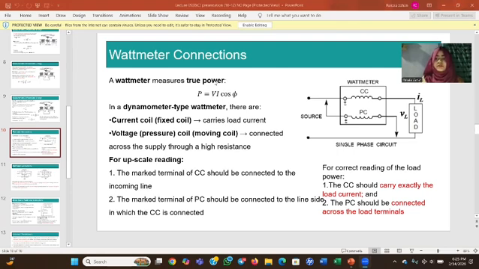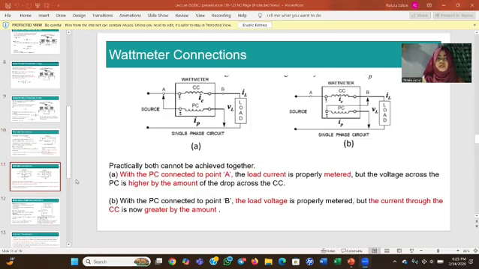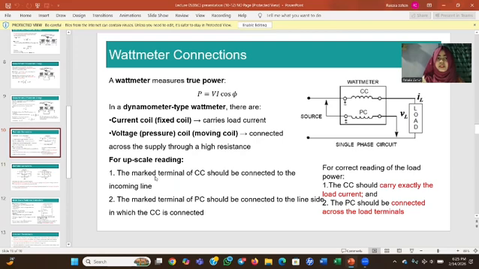Today, I am going to present my topic on wattmeter connection and error due to the wattmeter connection. A wattmeter measures power. It is a dynamometer type wattmeter. There is a current coil, a fixed coil, which carries the load current, and secondly, the voltage or pressure coil, which is moving and connected across the supply through a high resistance.